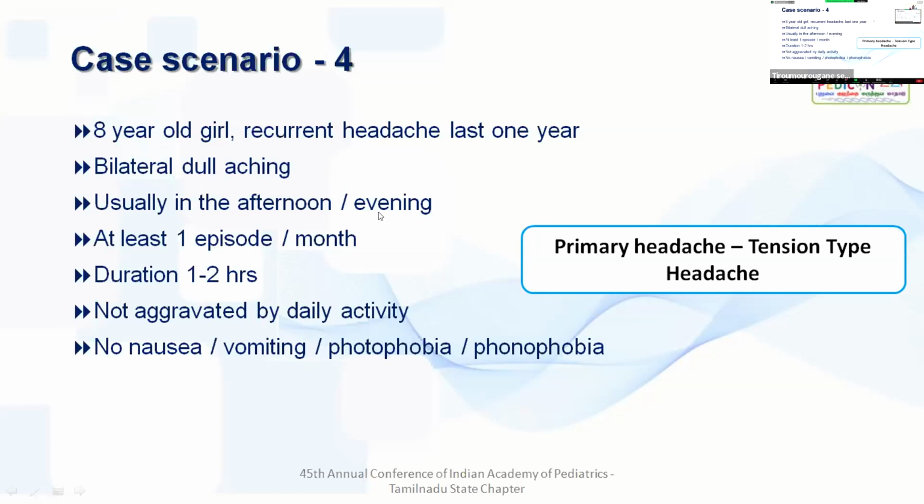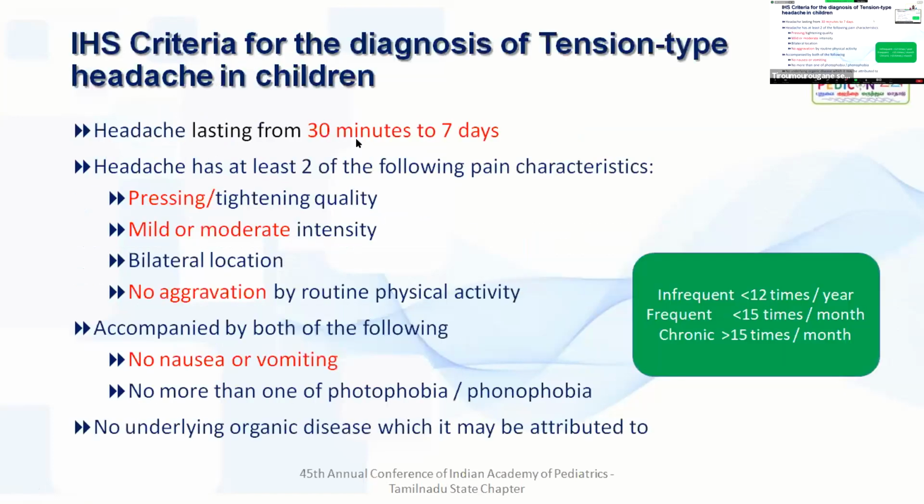So what is the criteria? The duration may be as little as 30 minutes, bilateral, mild to moderate in intensity, pressing or tightening in quality, no aggravation by routine physical activity. There is no nausea or vomiting. This is tension type headache. There are certain episodic syndromes which are unique to children, which can be the future harbingers of migraine.